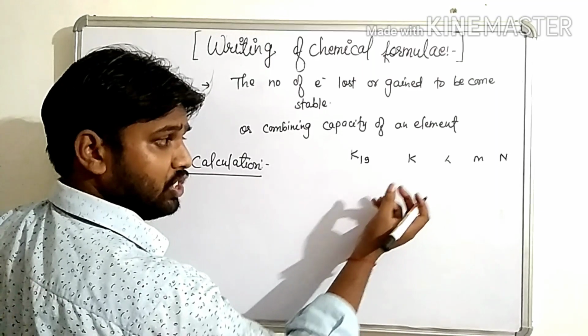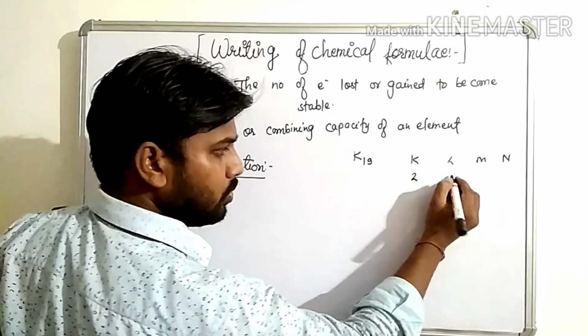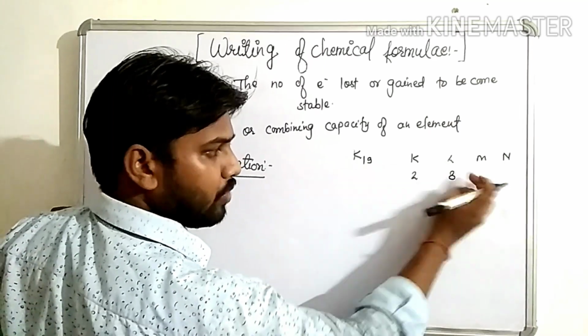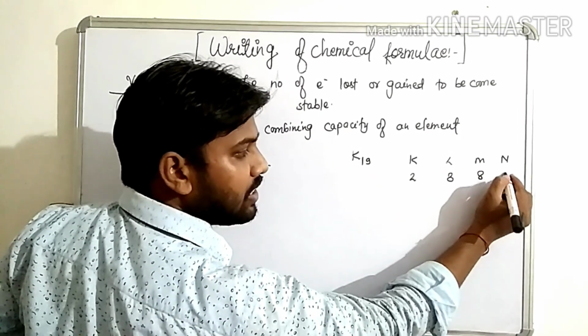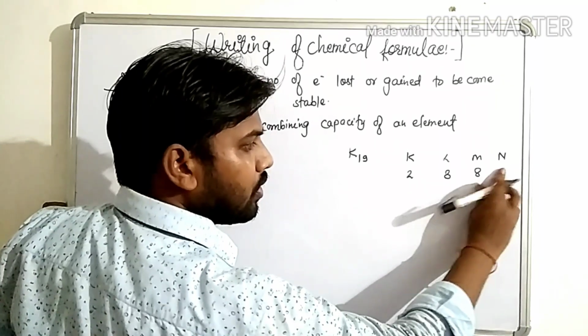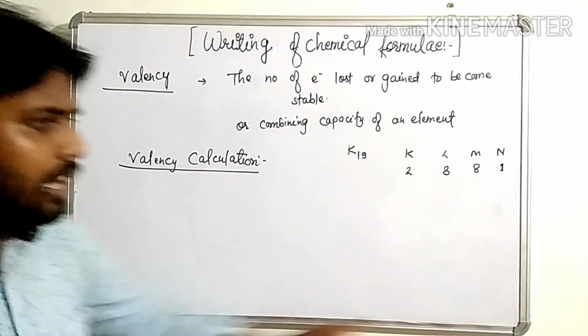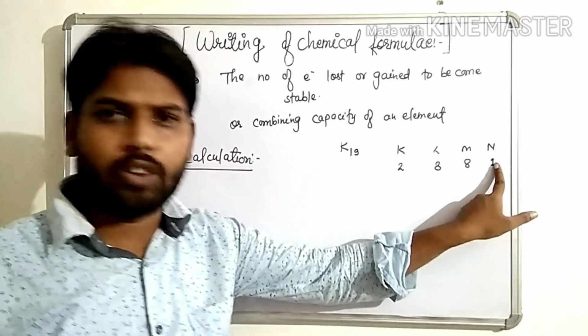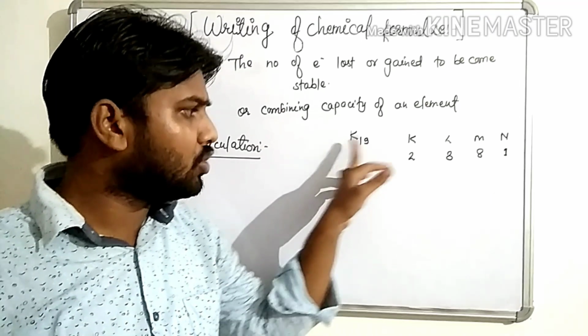Now distribute these electrons to 8. So first it will complete the octet, meaning 8 electrons, and the remaining is 1. Now children, the last shell contains 1 electron. So we can say potassium is not stable.